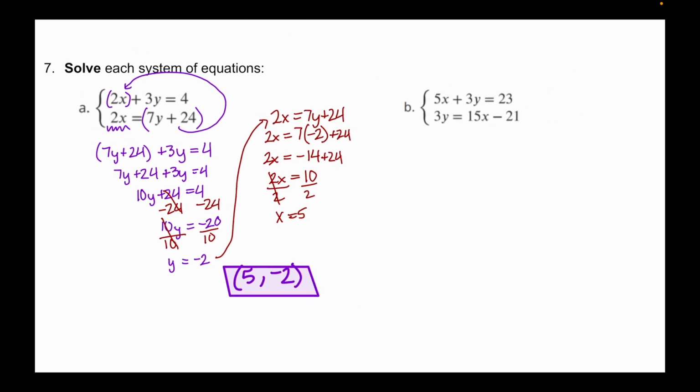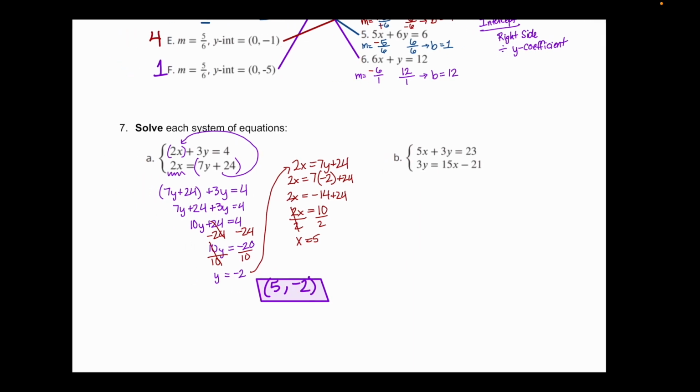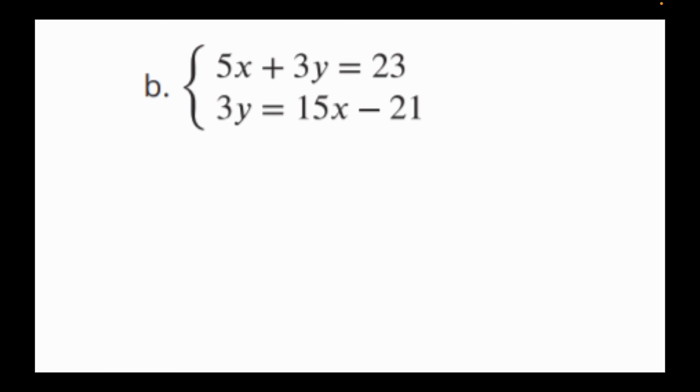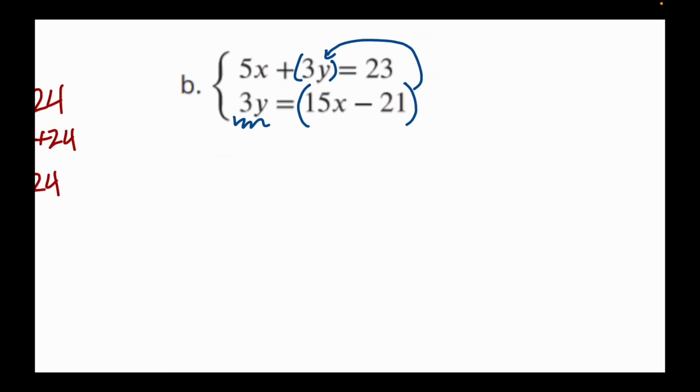5 comma negative 2. And then the last question here we're going to have is part B. And I also see that this one has not really a phrase, but it has an expression that we're going to substitute for because we have the same idea. We have 3y here, and I see that one in the equation above. So instead of that 3y in the equation above, we're going to put 15x minus 21. So we'll have 5x plus 15x minus 21, and that's equal to 23.